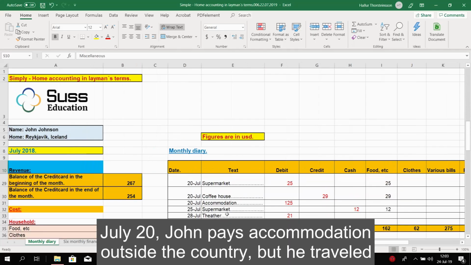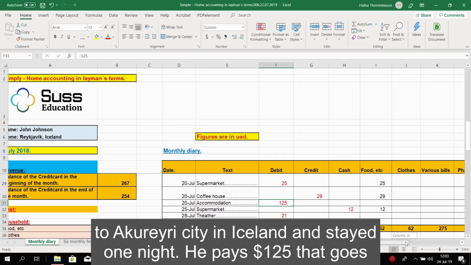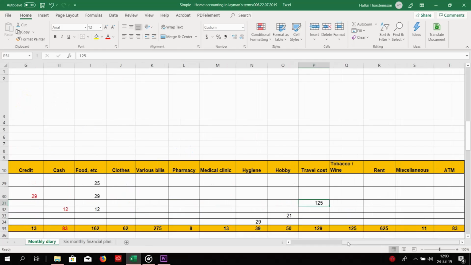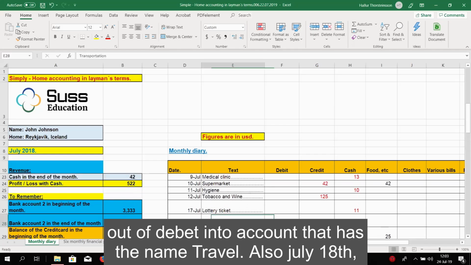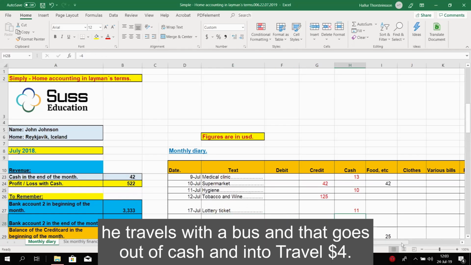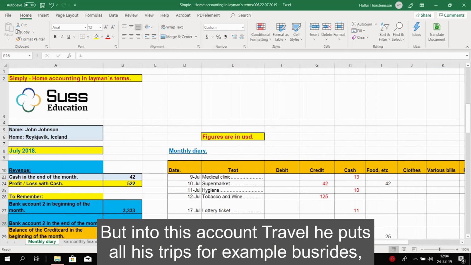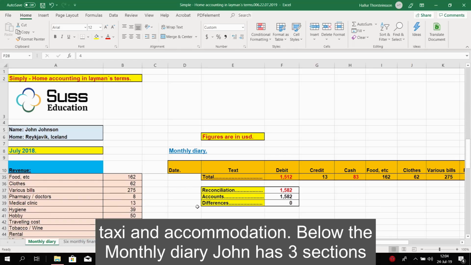July 20, John pays accommodation outside the country, but traveled to the Akureyri city in Iceland and stayed one night. He pays $125. That goes out of debit into an account that has the name travel. Also, July 18th, he travels with a bus, and that goes out of cash and into travel, $4. But into this account travel, he puts all his trips, for example, bus rides, taxi, and accommodation.